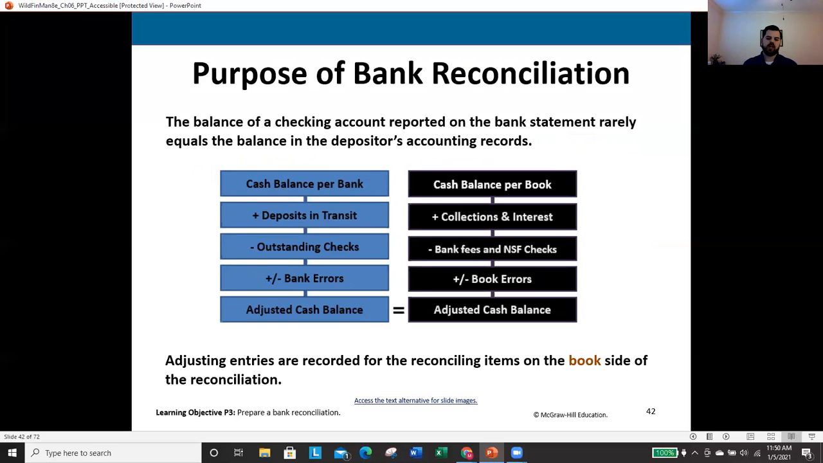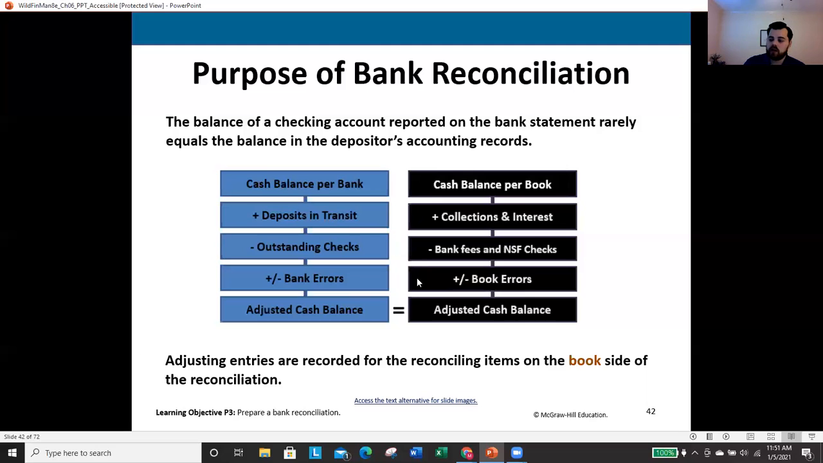Okay. Now, here's our general format. The balance of a checking account reported on the bank statement will typically not equal the balance in the depositor's records. So what we're going to have to do is figure out some way to set this up where we can very easily organize our thoughts and our information and then figure out if at the end we actually do reconcile. Because what we should find is that the cash balance per the bank, once it has been adjusted, should equal the cash balance per the book once it has been adjusted. But at the beginning of this process, it is very likely your cash balance per bank will not equal the cash balance per book.